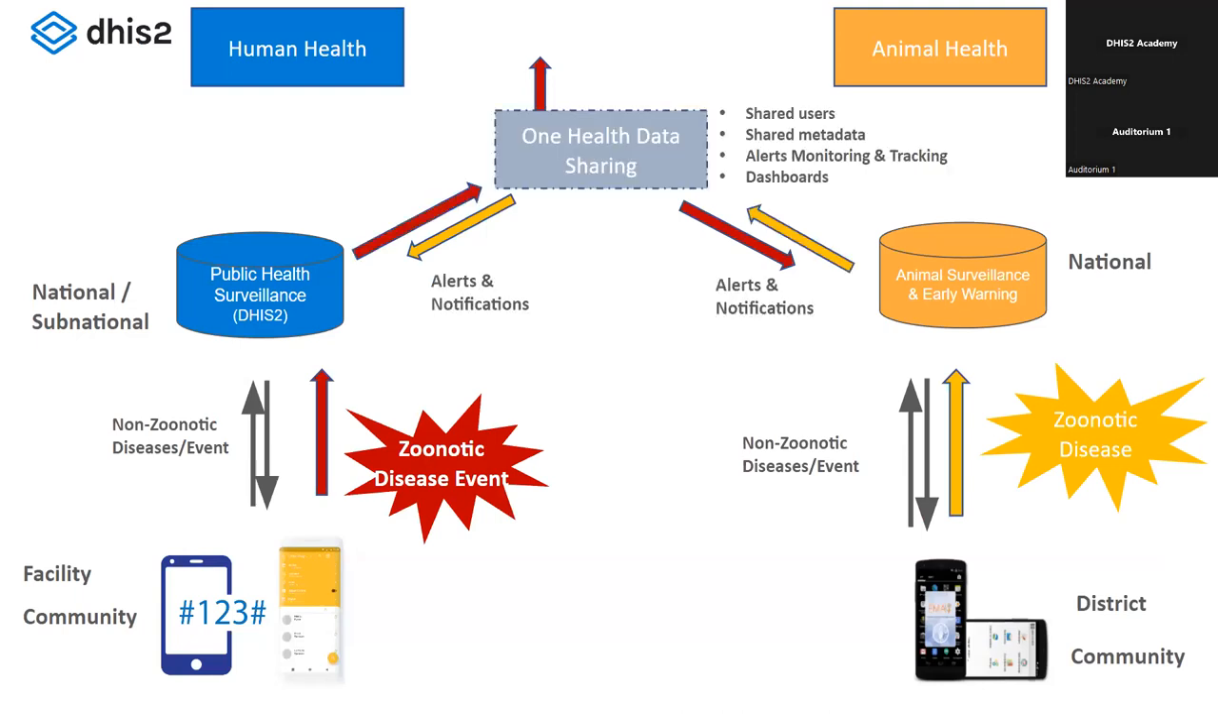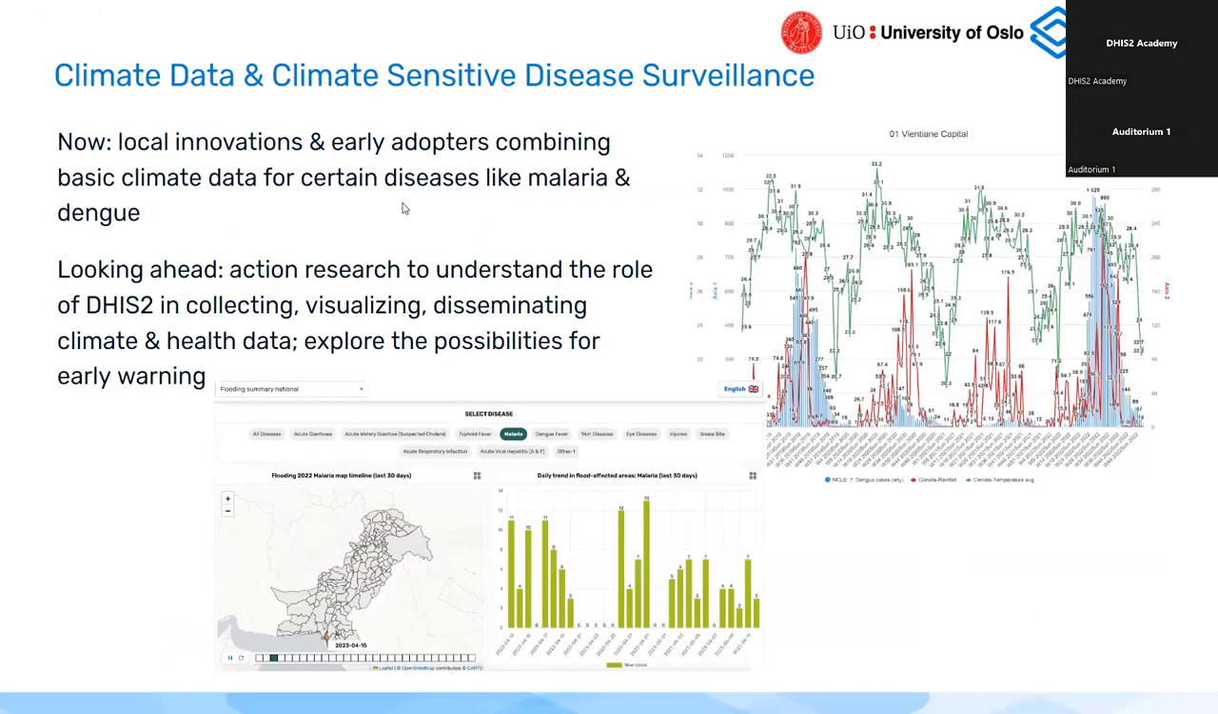Lastly, cross-sector data sharing. We are working with WOAH, with FAO, with countries to understand how animal health and human health can cross-share data with one another. We have new initiatives, climate and climate-sensitive disease surveillance data. So I invite you back to this room at 1 p.m. where you'll actually have a presentation about what we're doing in this space.